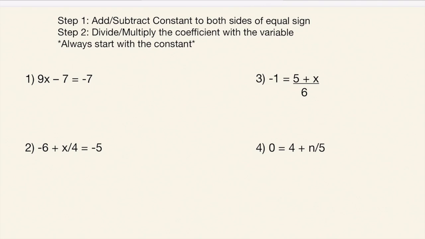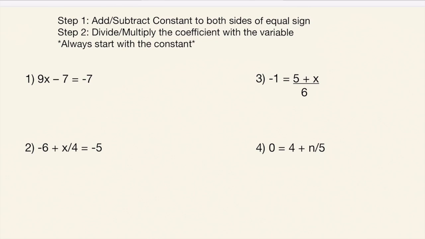To go ahead and move on to two-step equations. So in these cases, we have an add or subtract and a multiply or divide. So if we look at step 1, it is to do the addition subtraction part with the constant on both sides of the equal sign. And then it's to do the divide and multiply. And we always start with that constant, that number by itself.